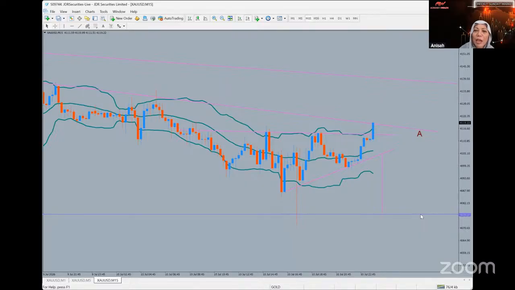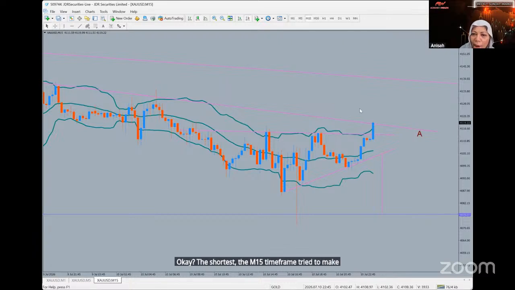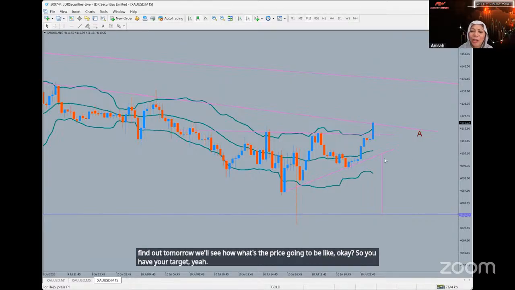Okay, so that is my outlook on gold. The shortest, the M15 time frame, tried to make a new high. So this could be the first signal of the intermediate trend reversing. That we will only find out tomorrow. We'll see what the price is going to be like. So you have your target, either it's upward or it's going to continue the downtrend.